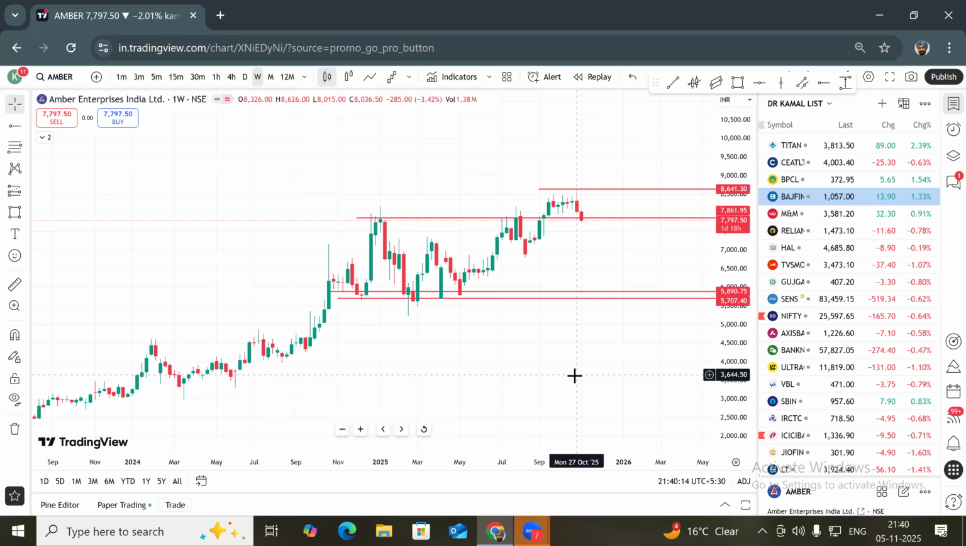Yes, sir. So now what is happening at this level is that it is at resistance that has come down into the zone. Let's wait to see whether it enters here or comes down here.